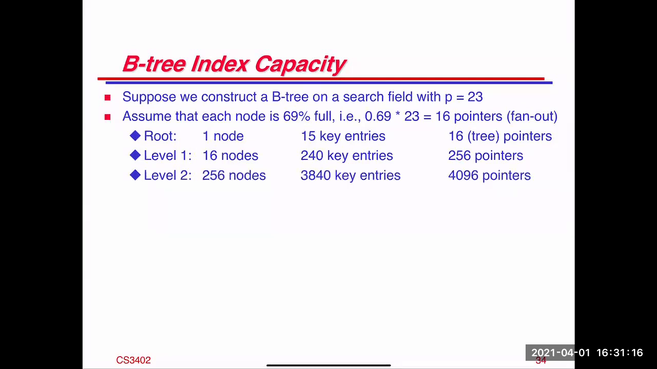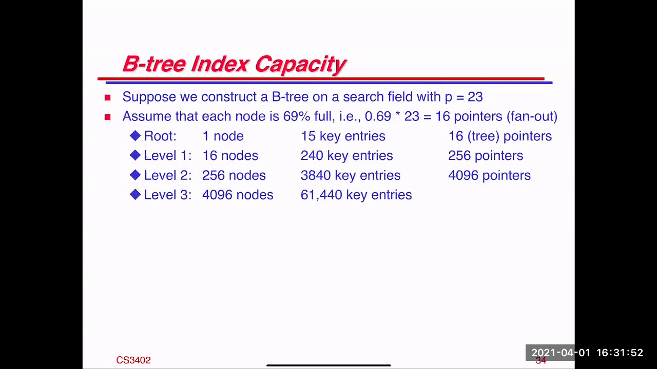On level 2, therefore we have 256 nodes, the ones that we pointed to on level 1. And again, each one of them will have 15 key entries. So 15 times 256 is 3,840, and 256 times 16 is 4,096. And then moving on to the third level, we get 4,096 nodes and 61,440 key entries, and so on.